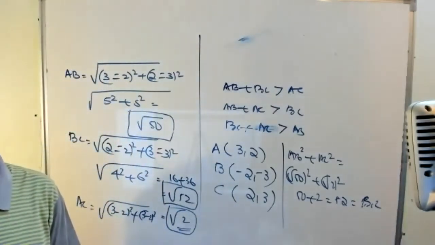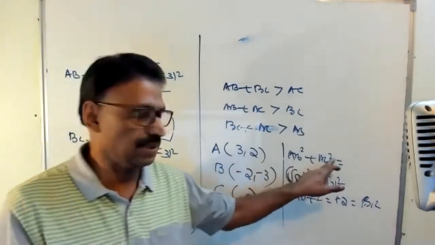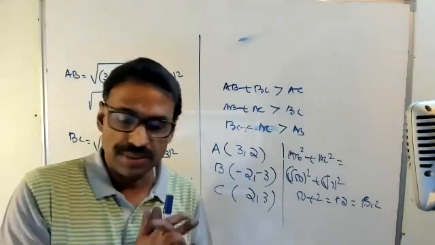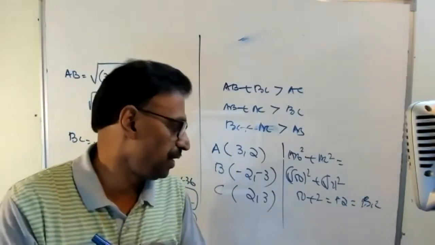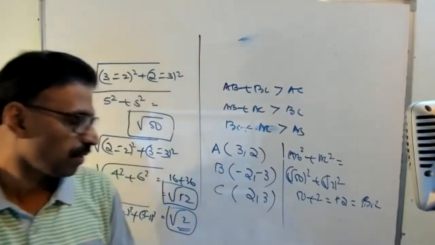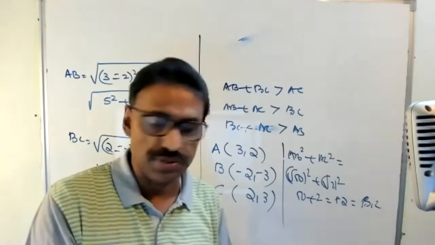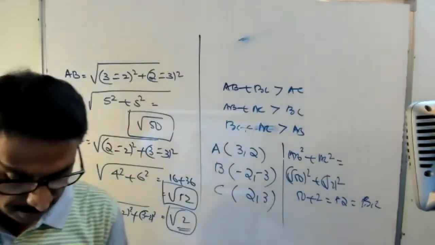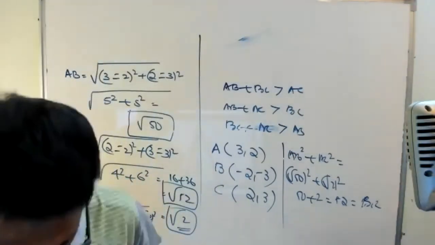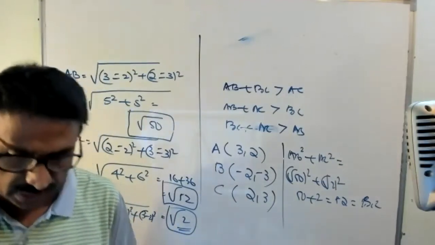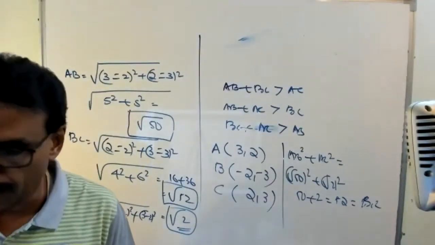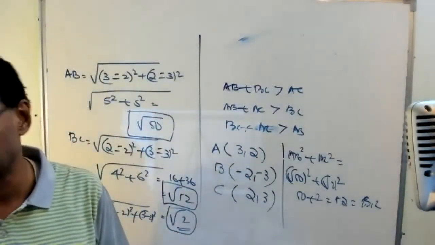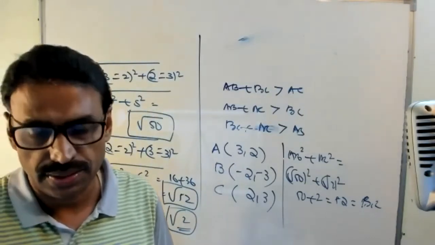It's a right angle triangle. Okay, do that one. AB square plus AC square equals root of 50 whole square plus root of 2 square, which is 50 plus 2 equals 52, equal to BC square. Therefore, triangle ABC is a right angle triangle, right angle at A, because BC is the hypotenuse.